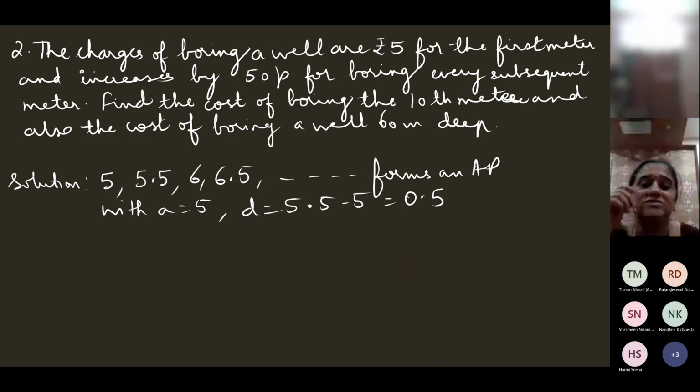But the well is 60 meters deep. So how much do you have to pay the person? You'll have to pay him A1 for boring the first meter, A2 for the second meter, A3 for the third meter, A4 for the fourth meter, A5 for the fifth meter. Like this, you'll have to pay him A1 plus A2 plus A3 plus A4 plus A5 till A60. That means it is S60.